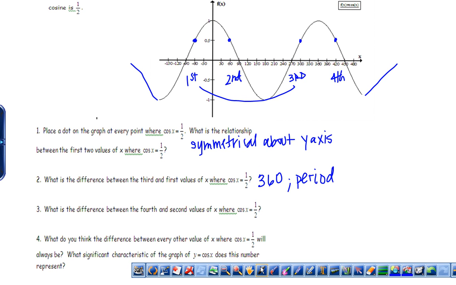Number three says, what is the difference between the fourth and the second? So second and fourth, that should be the same. It still should be 360 degrees. What do you think the difference is going to be between the other values of cosine of 1/2? Well, if these are 360 degrees, I think the other ones will also be 360 degrees. And then what significant characteristic of the graph of cosine does this number represent? And we already said it represents the period.